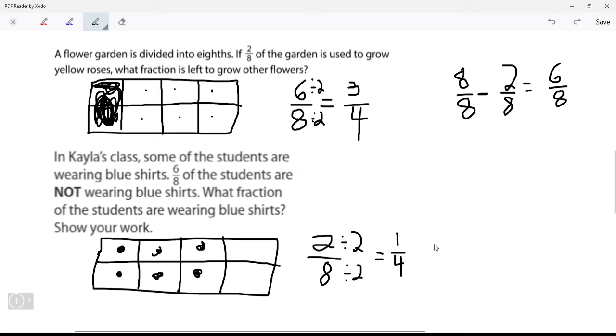Okay, and we can also do, we're basically subtracting 6/8 from a whole. The whole is the whole class, and then it says 6/8 of the students are not wearing blue shirts, right? So it's 1 minus 6/8, and as I said, 1 equals 8/8, or it equals any fraction over itself.